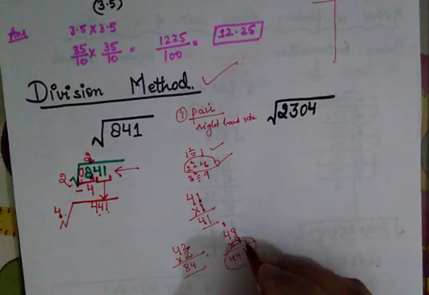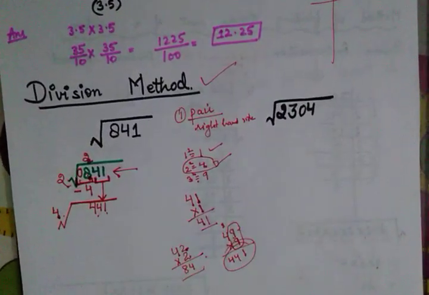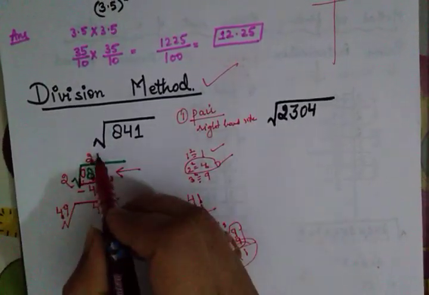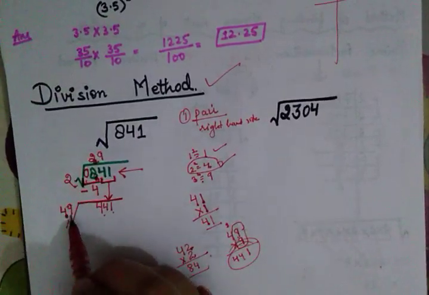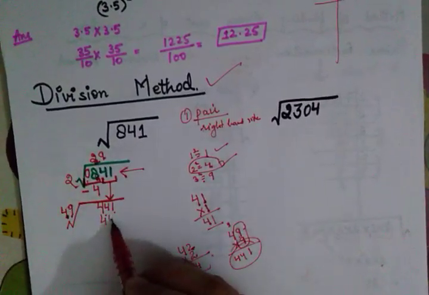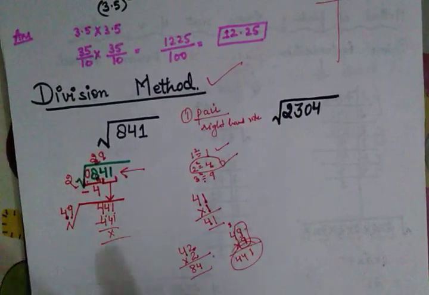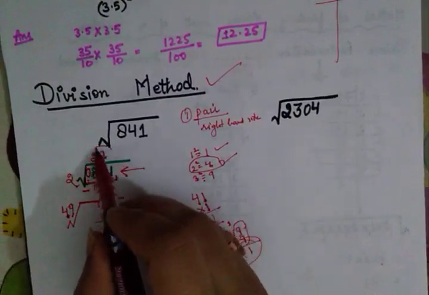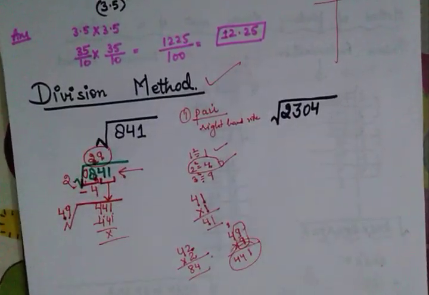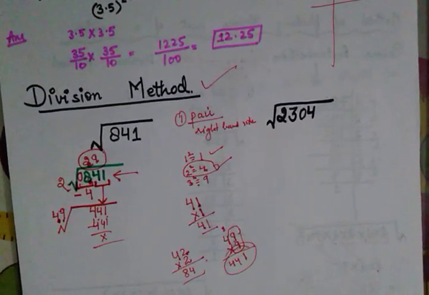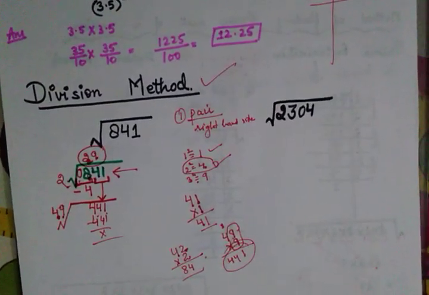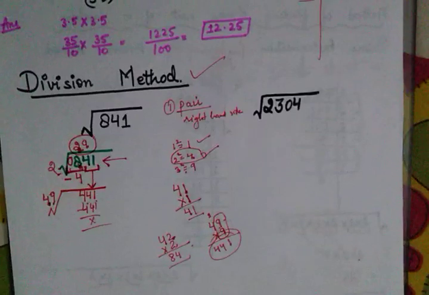So what we need to do? This 9 gave us the answer. Write 9 here also and on the top also. 49 multiplied by 9 gave me 441. Subtracted, it's finished, and the number which you are getting on the top is your answer. So square root of 841 is 29.